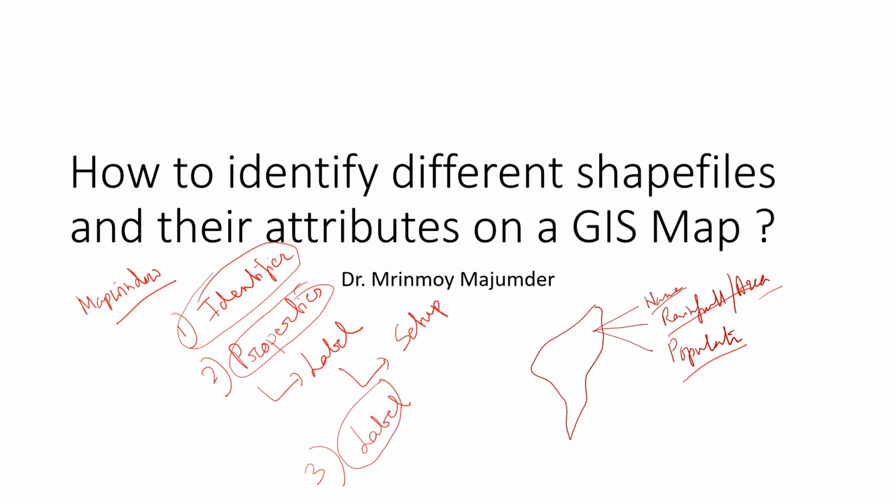So with these three methods, you can identify the information stored in the attribute table of the shapefile of a GIS map, but without going to the attribute table or table editor.